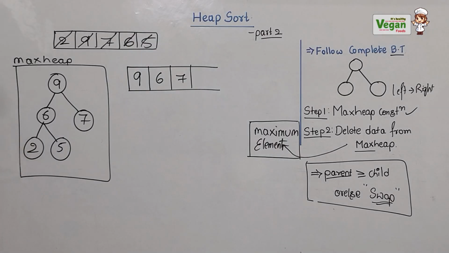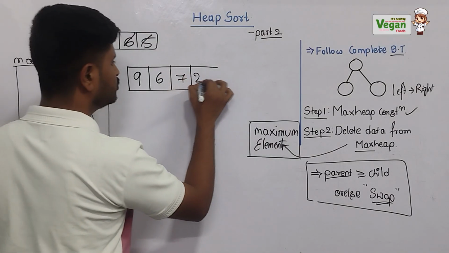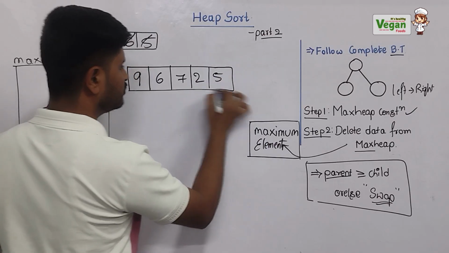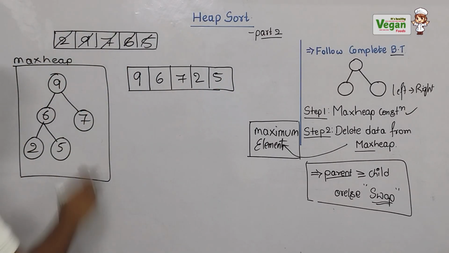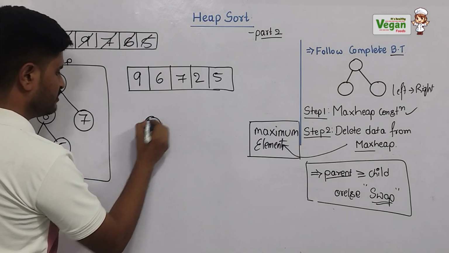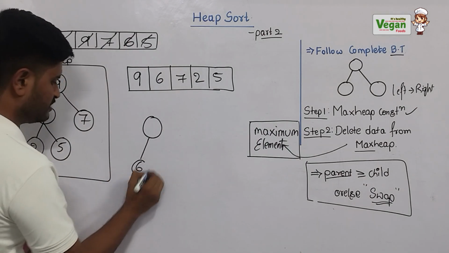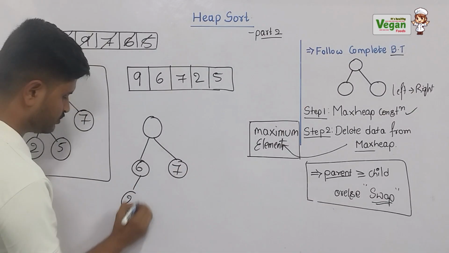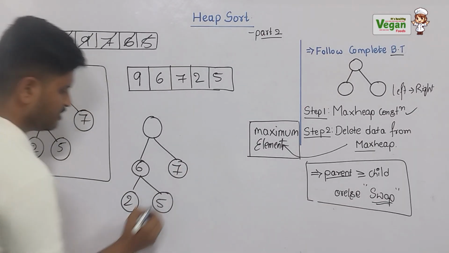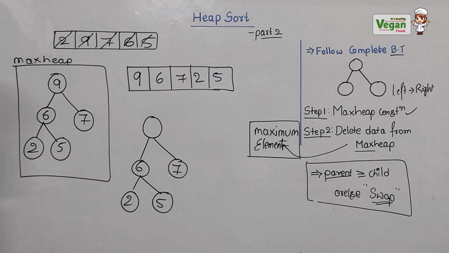Next level 2, left to right 2, then 5. So what you must delete? You must delete the maximum element. If I delete the maximum element, it will be empty. 6 will be here, 7 will be here, and it will be of 2. Here will be 5. So this place is empty.